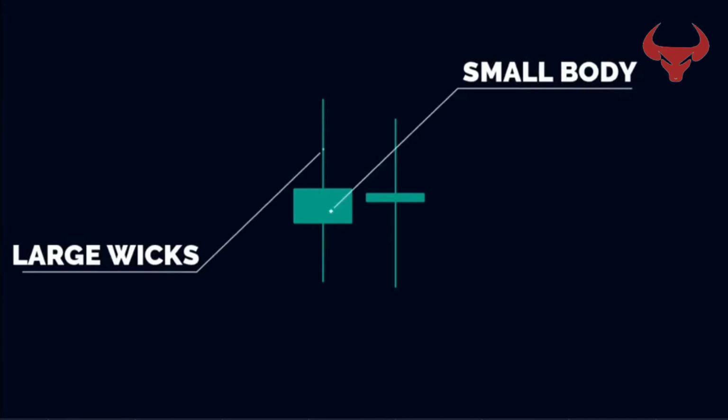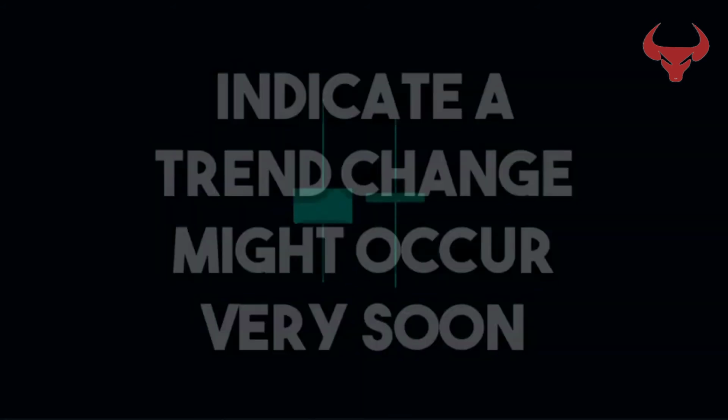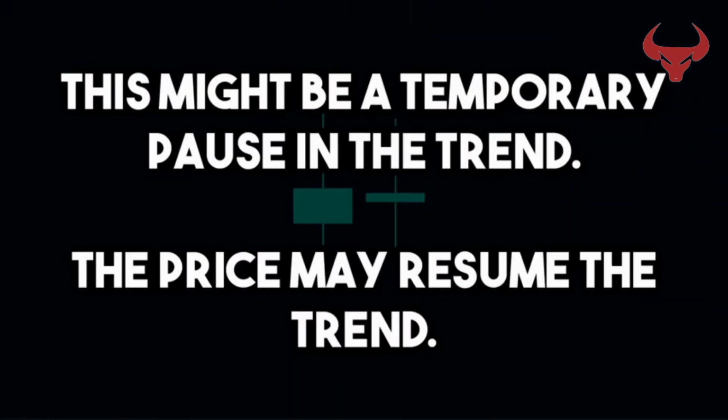And lastly, as the trend starts to exhaust, we see these doji candles. These doji candles have a very small body and large wicks on both the sides. This indicates that the previous trend has completely exhausted, and the buyers and sellers are currently on a tight tug-of-war for dominance. Hence, these doji candles indicate a change in trend might occur soon. Although, this might just be a temporary pause in the trend, and the price may resume the trend.